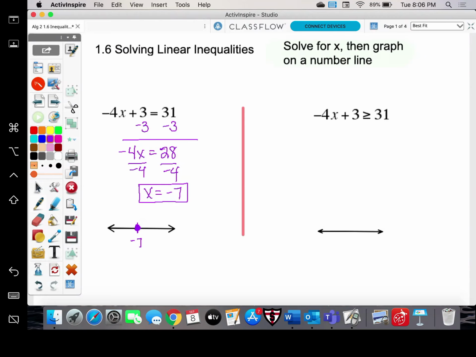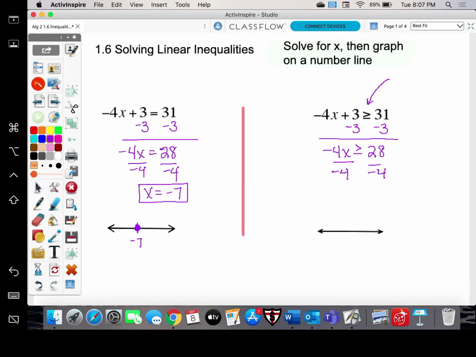The inequalities are also graphed on number lines, and they have shading in either direction, so we'll need to be very aware of which direction we're going to shade based on the symbol. So how does our process change when over on the right we now have a greater than or equal to symbol? Really, not much is different. We still have to subtract 3 first. So we'd have negative 4x greater than or equal to 28. And we still divide by negative 4.